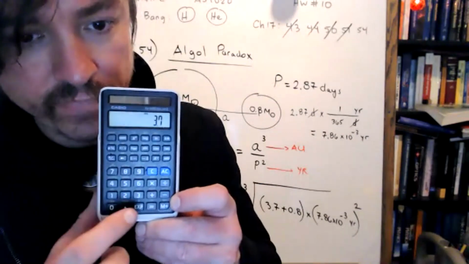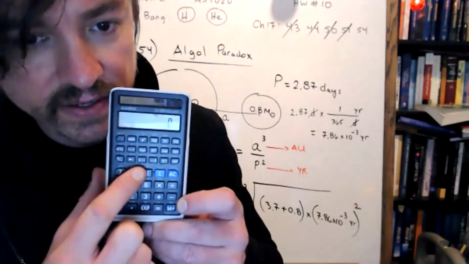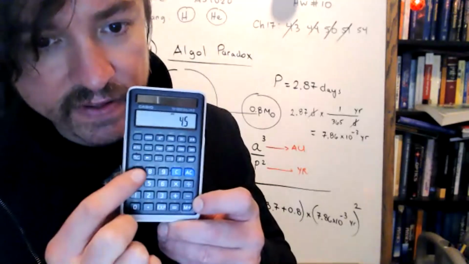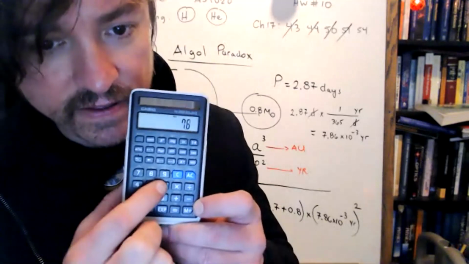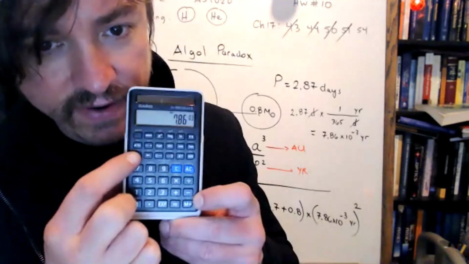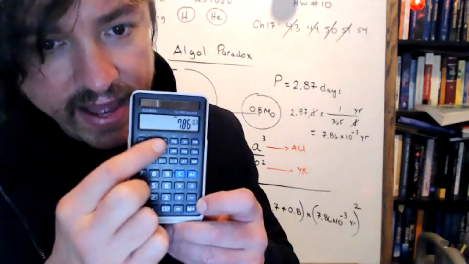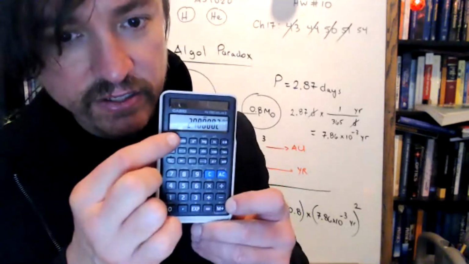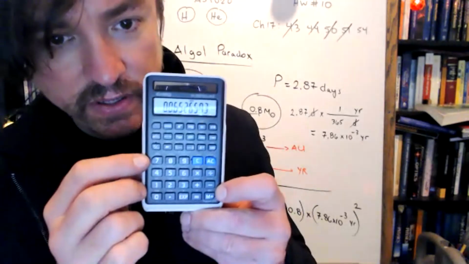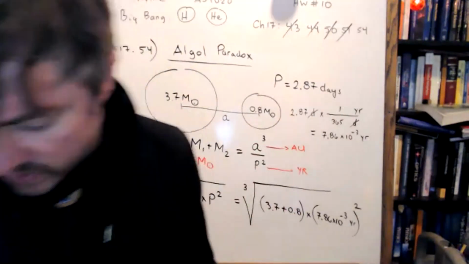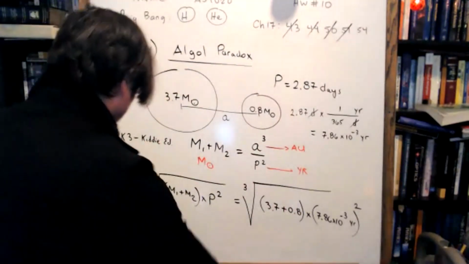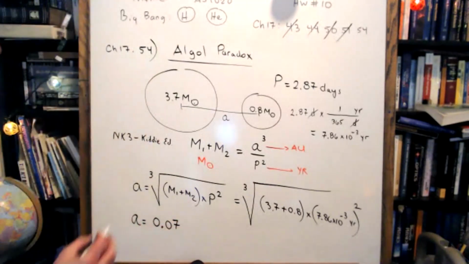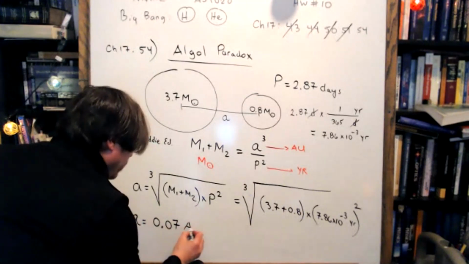3.7 plus 0.8. I'm going to hit equals, that's the sum, 4.5 times 7.86 exp negative 3. Now I'm going to square that. Hit equals to do the inside. Shift cube root: 0.07. What are my units though? So that would be year... AUs. Very good.